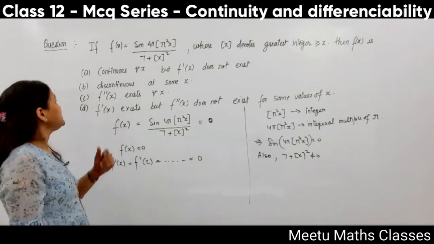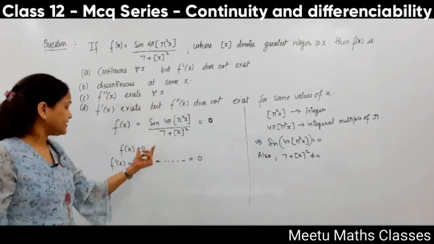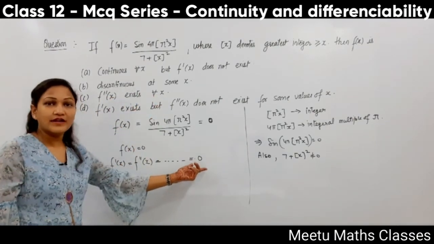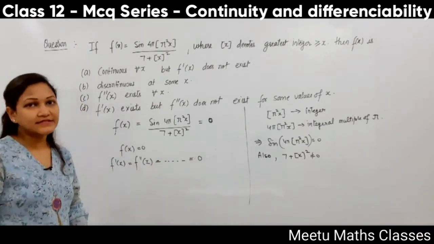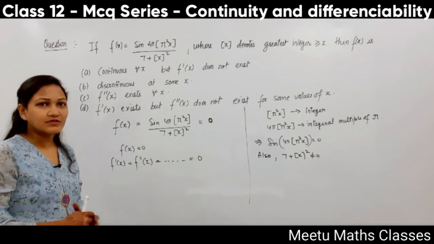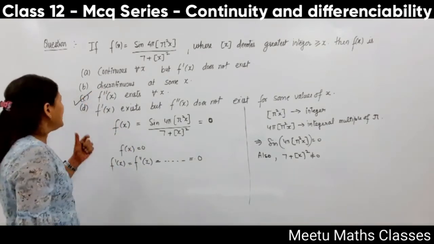Now consider option C: f''(x), second derivative exists for all x. Yes, second derivative exists for all x. For the whole real line, your second derivative is defined as 0, that is a constant function. So your option C is correct.